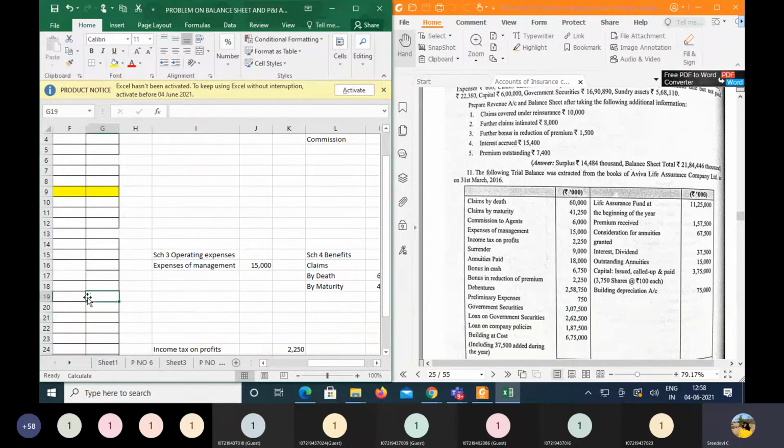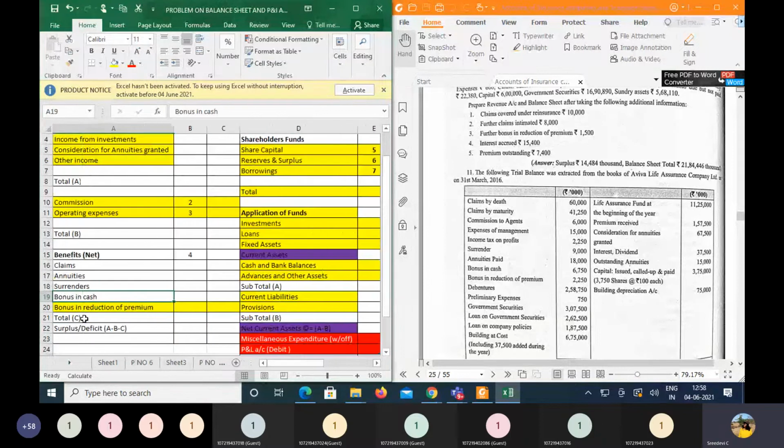Now, followed by that we have surrenders. Because there are no adjustments relating to the surrenders, I'm taking it directly to the revenue account. Surrenders here we have 9,000, followed by annuities. Annuities we have 18,000 directly in the revenue account. Then we have bonus in cash, again in the revenue account, 6,750.